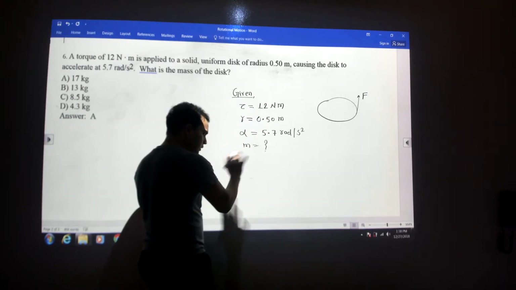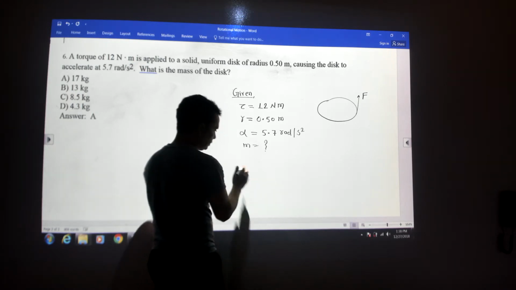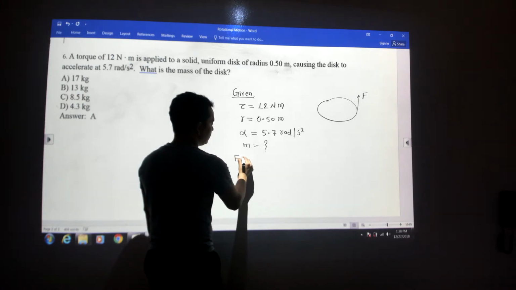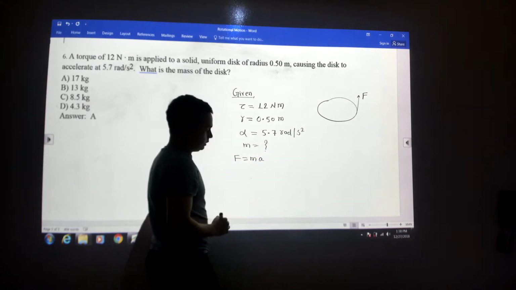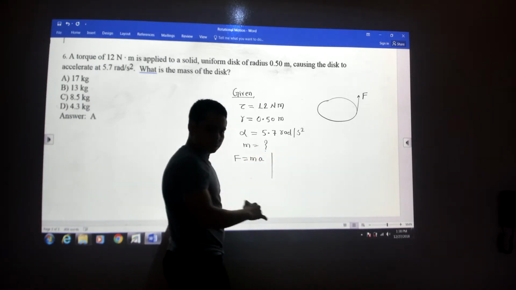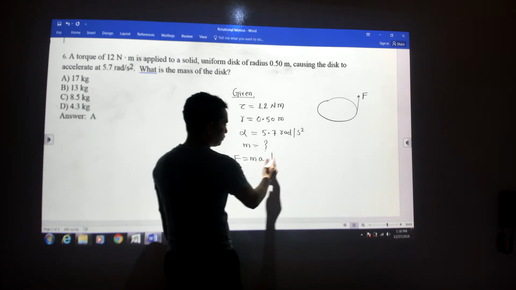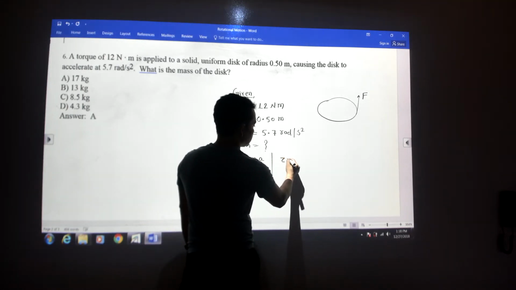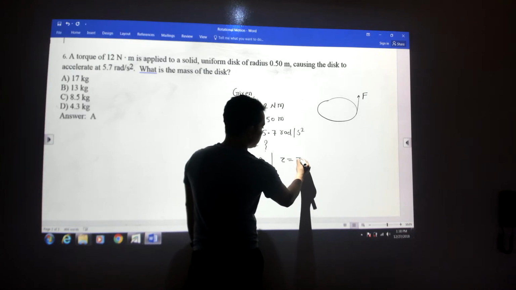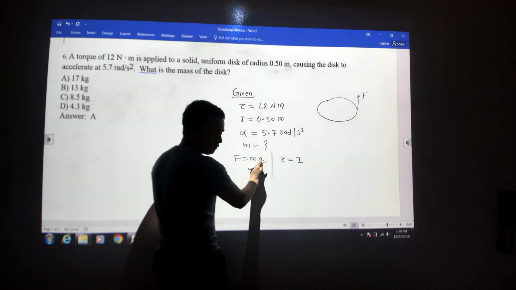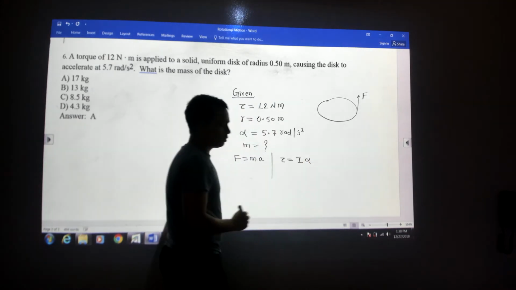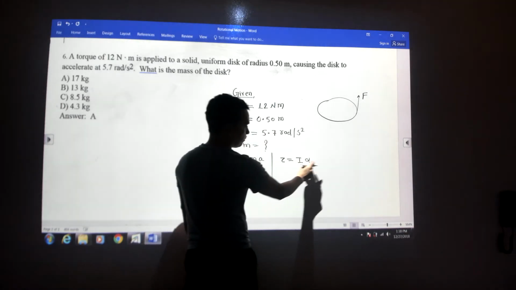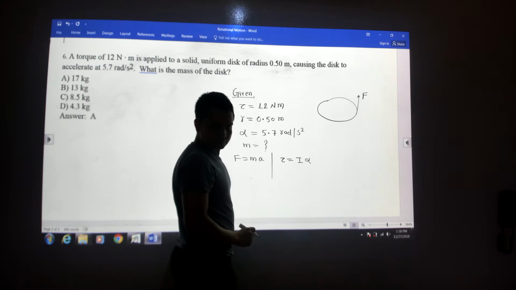In translational motion, in linear motion, the force is equal to mass times acceleration. And if you go into rotational motion, the same formula now becomes torque. Instead of mass, it becomes the moment of inertia. Instead of linear acceleration, it becomes angular acceleration. Torque is I times alpha.